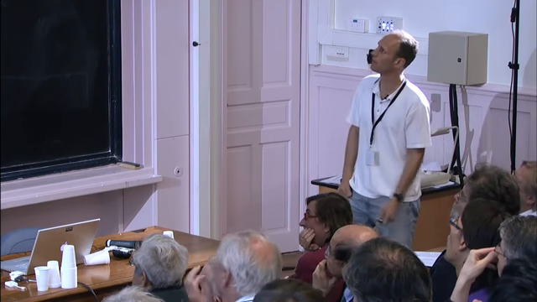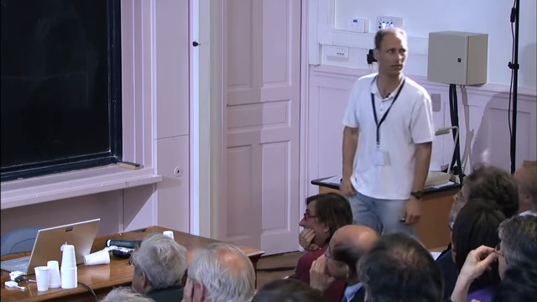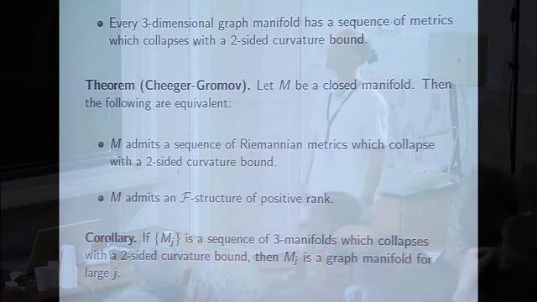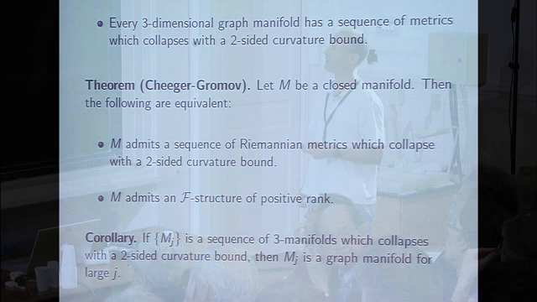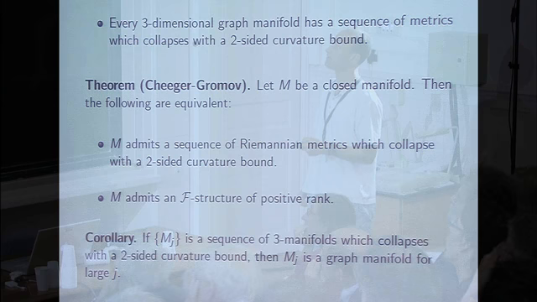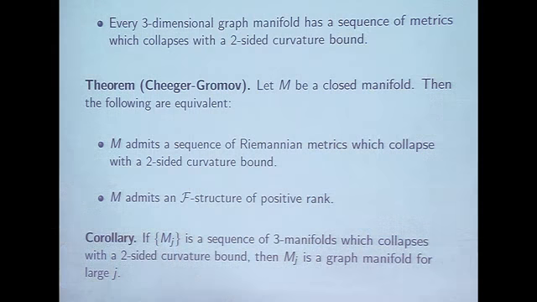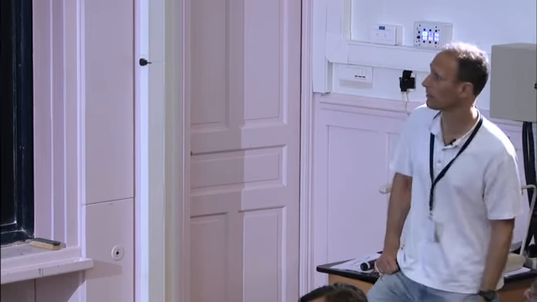It follows just from the definition of F-structure, which I'm not giving, that in dimension 3, if you have a sequence which collapses with a two-sided curvature bound, then these manifolds have F-structures for large J, and so for large J, this manifold will be a graph manifold. So a three-dimensional manifold collapses if and only if it's a graph manifold.